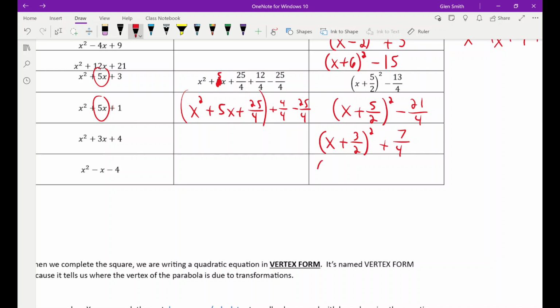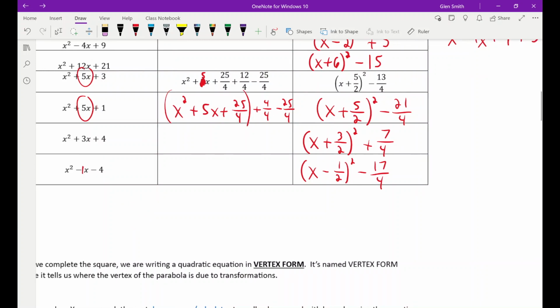And then all the way down here, very last one, this is going to be x minus 1 half squared, the 1 half coming from the 1 in front of this x. And if you squared that out, you would have got a plus 1 fourth. But I don't have plus 1 fourth, I have minus 4, which is negative 16 fourths, which means I would need to subtract 17 fourths to get there.